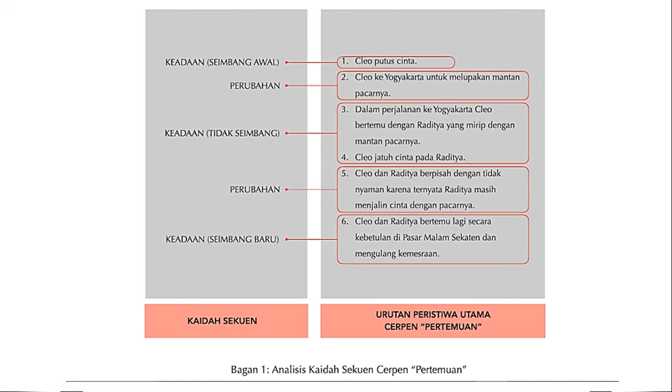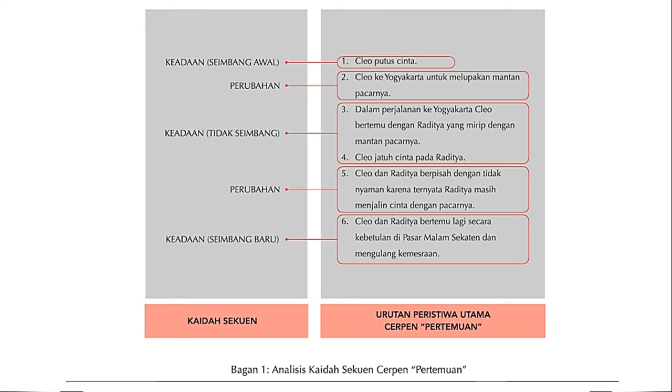In the Pertemuan short story, the event when Cleo and Raditya are separated uncomfortably because Raditya has a girlfriend is called restored order, or repair the damage, because in this stage the character tries to fix and manage the problem in the story. And we are here at the last stage.